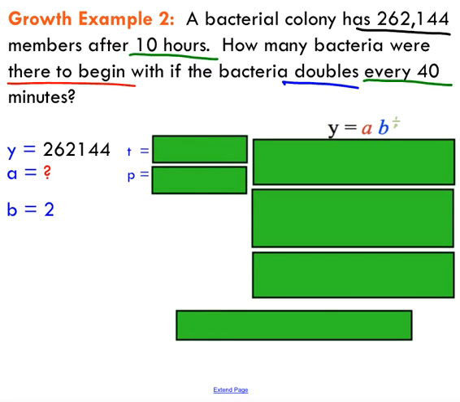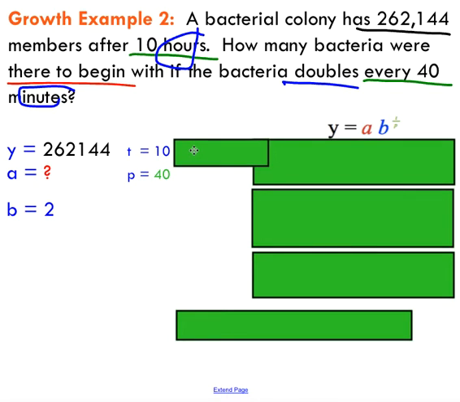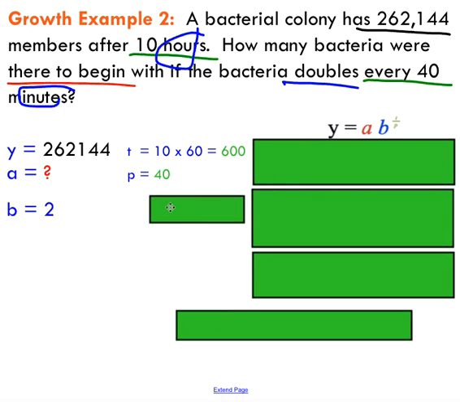Notice, if you're keen here, you'll see that I'm working with different units. I've got hours, I've got minutes. Make sure you convert your units. I think in this case, I'm going to stick with minutes. I'm going to say my p value is 40 minutes. My t value, I've got 10 hours. There's 60 minutes per hour. Therefore, I've got 600 minutes.